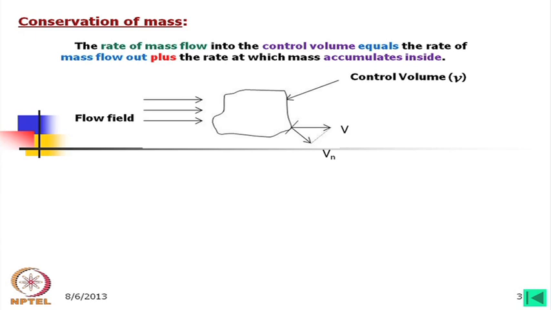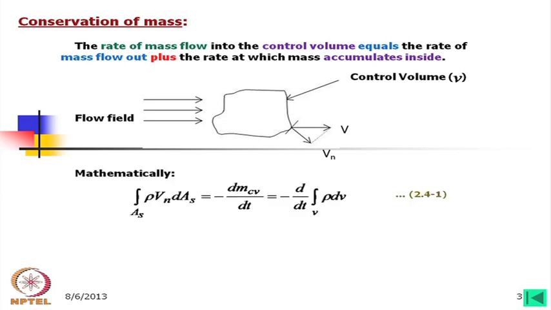Now, let us consider a control volume. Fluid is flowing inside this volume, and then we consider a velocity in normal direction at a point on the volume, which is Vn, and obviously which is having a straight component V. Now, mathematically we can write: integral of rho Vn dAs is equal to minus d m_CV by dt, which is equal to minus d by dt integral of rho dV.